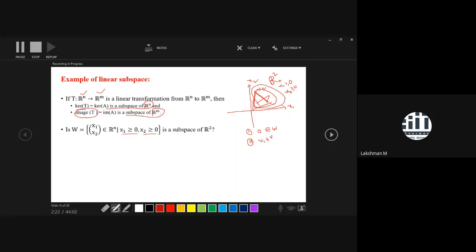But where is the issue? Suppose you take any element from this space, call it V, and multiply it by a negative. It will come to this side, it is minus V. That means you are talking about a 180-degree rotation. So it is not closed with respect to scalar multiplication, and due to that, W is not a subspace. If V is taken from W, then minus V does not belong to W for all V.